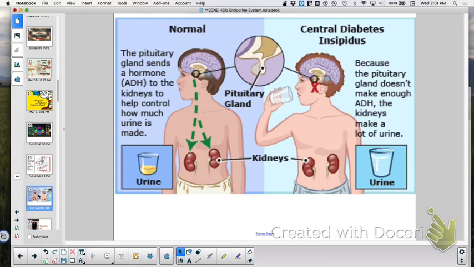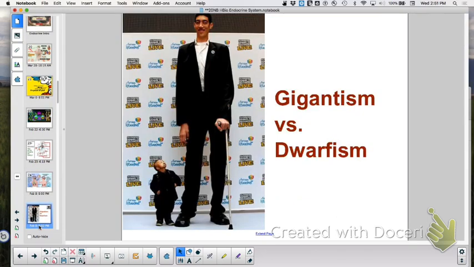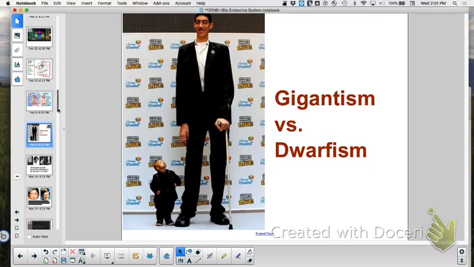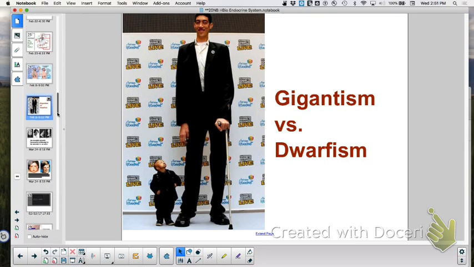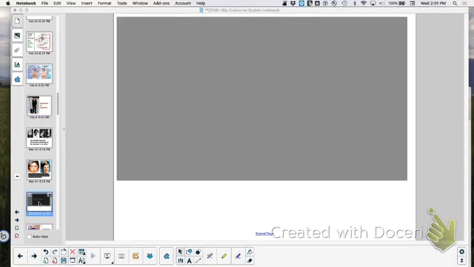ADH. So there's probably something with that secretion. You don't have enough of it. All right. We looked at some other problems like gigantism and dwarfism, right? Too much growth hormone, not enough. Those you didn't have to get tested on. Let's try these.